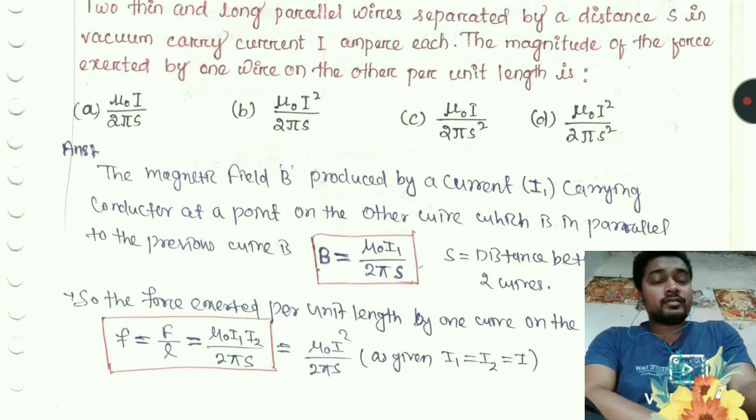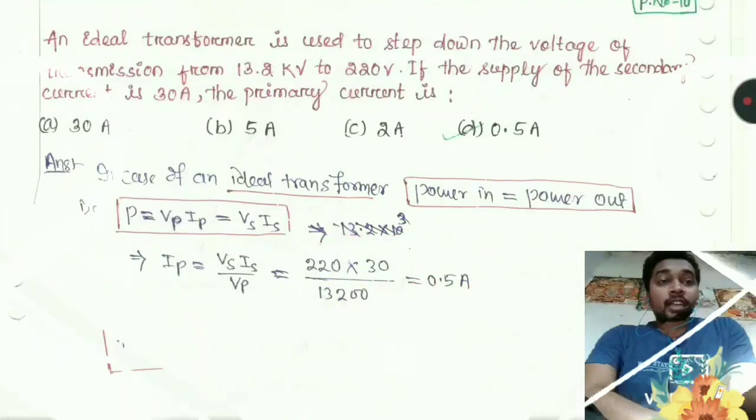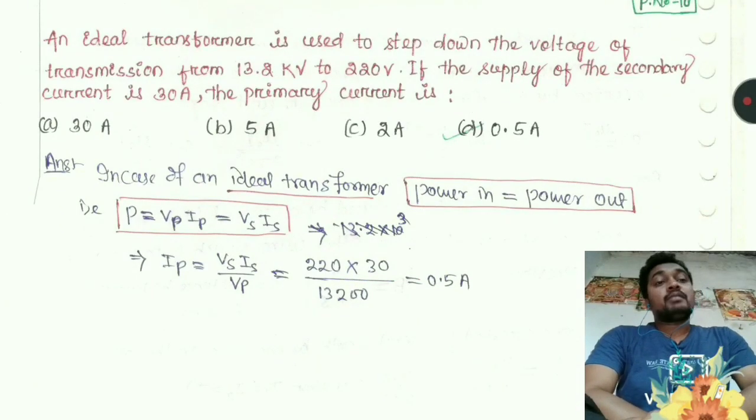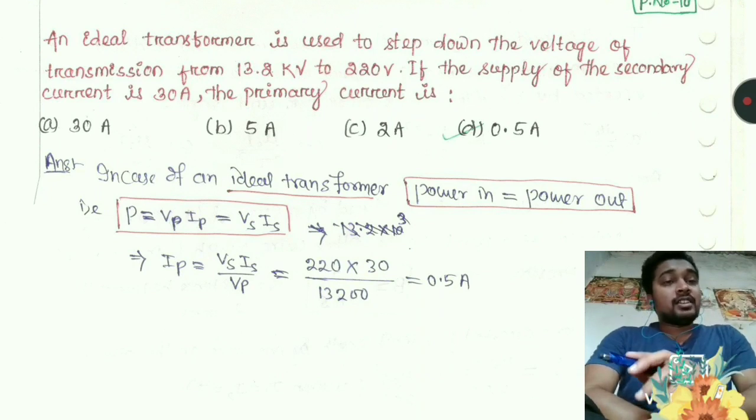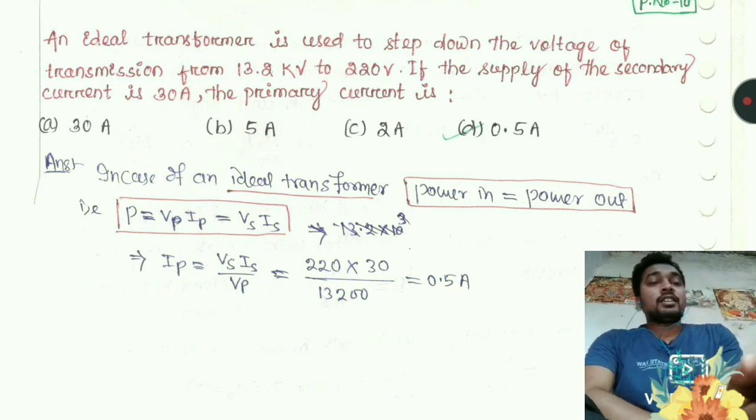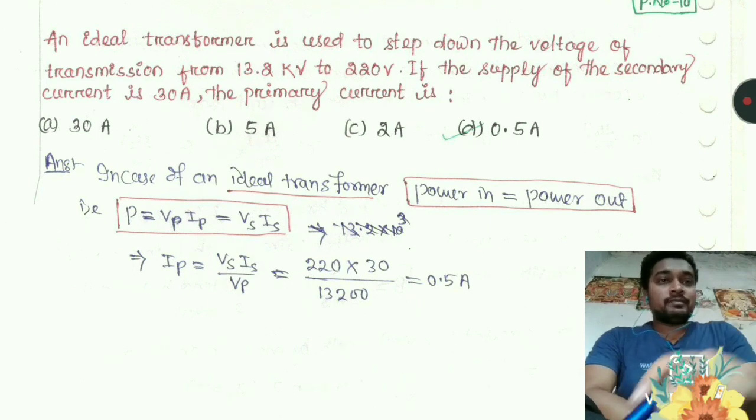Question is from a transformer. For an ideal transformer, the power input is equal to the power output. That is, total power remains constant. How much power in, that much power out. So we know that power formula is V into I. So V in the primary into I in the primary is equal to V in the secondary into I in the secondary. So putting all these values, we can calculate the primary current, and it's given by 0.5 ampere.